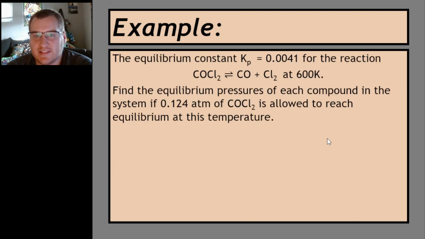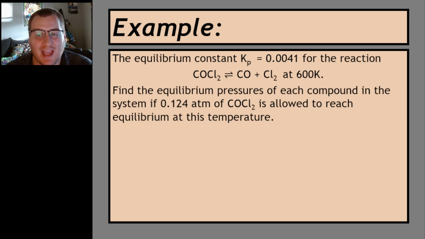All right. Example: the equilibrium constant Kp equals 0.0041. So we're using Kp instead of Kc this time, but that just means our units will be pressure instead of molarity. Everything else is identical. It gives us a reaction. Make sure it's balanced. This one already is. It tells us the temperature, which may or may not matter. Let's look. Find the equilibrium pressure of each compound.